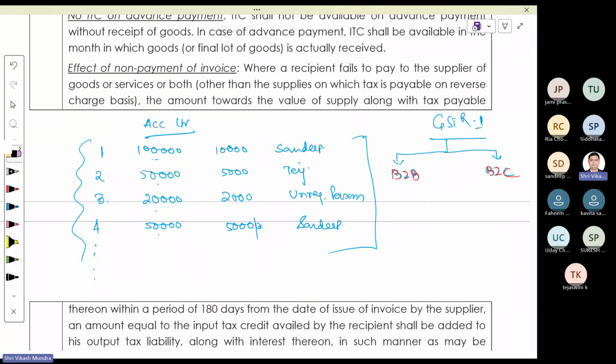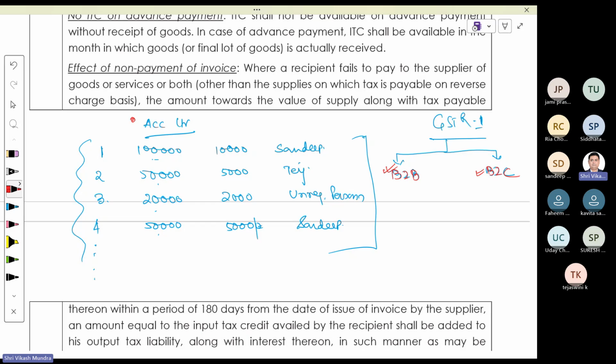The only way to identify whether a particular supply is a B2B supply or a B2C supply is the tax invoice issued by ACC Limited. If this document contains the GST number of both persons, the supplier as well as the recipient, then it would be considered a B2B transaction. If it does not contain the registration number of the buyer, then it would be considered B2C. Is it clear?